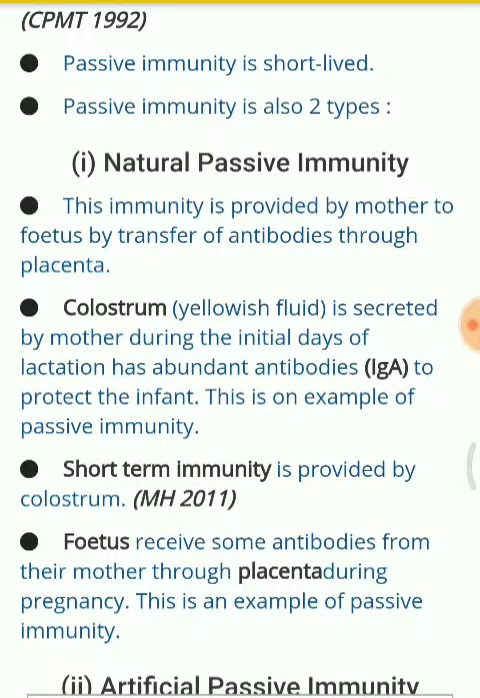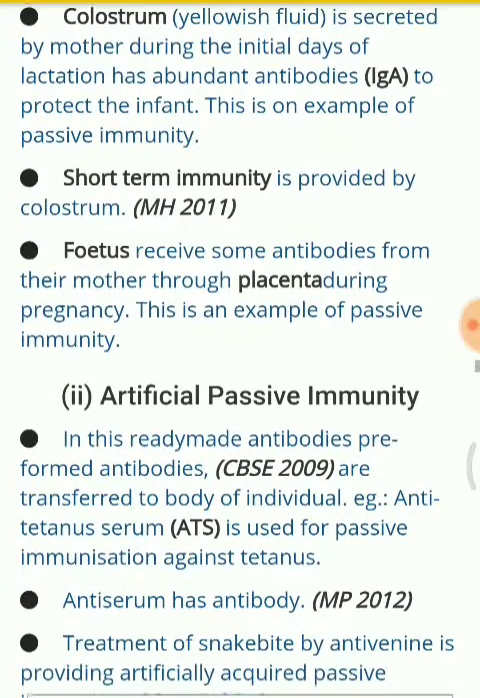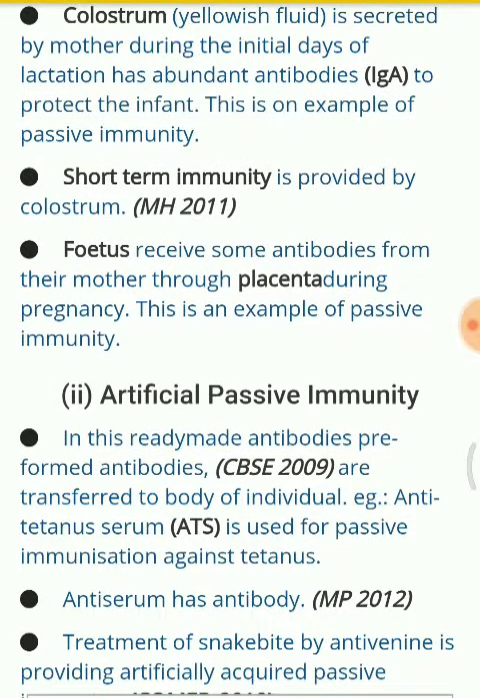Colostrum, a yellowish fluid, is secreted by the mother during the initial days of lactation and has abundant IgA antibodies to protect the infant. This is one example of passive immunity. Short-term immunity is provided by colostrum. The fetus also receives some antibodies from the mother through the placenta during pregnancy. This is also an example of passive immunity.